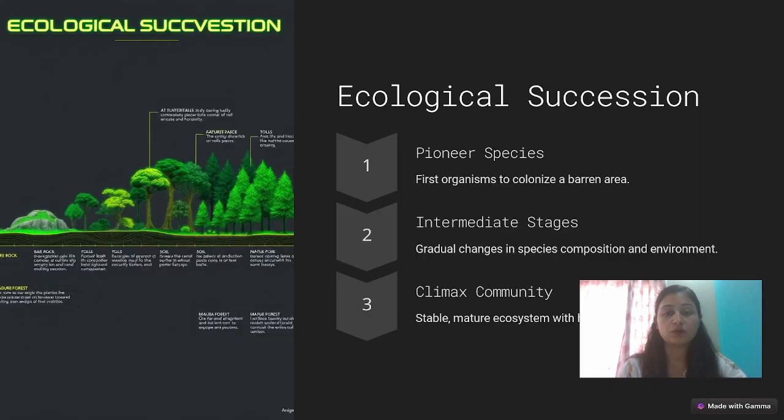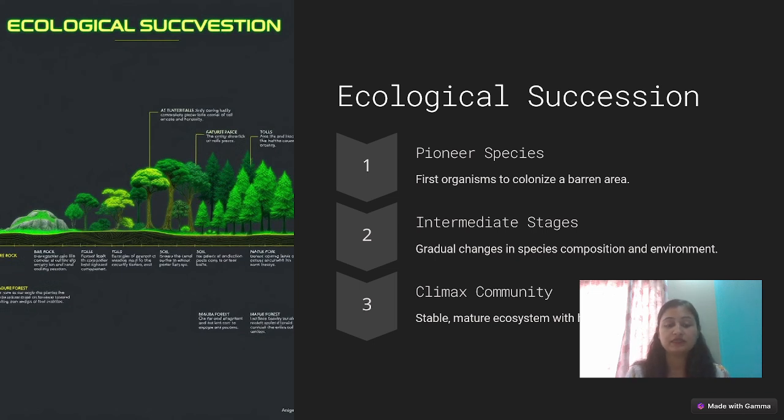So let's talk about what ecological succession means. Ecosystems are not static. They change over time through a process called ecological succession. Ecological succession is the gradual process of change in the species structure of an ecological community over time. There are three key stages. Number one is the pioneer species, number two is the intermediate stage, and three is the climax community.